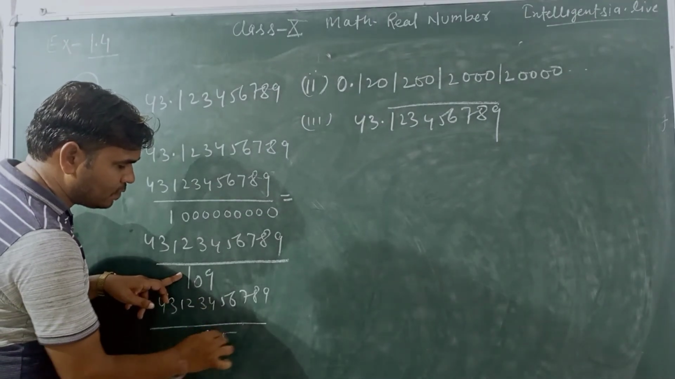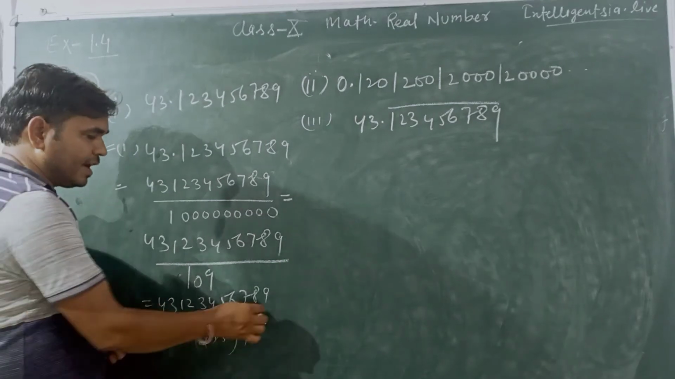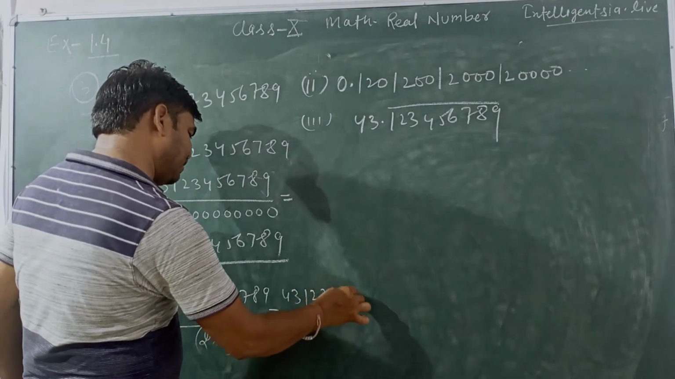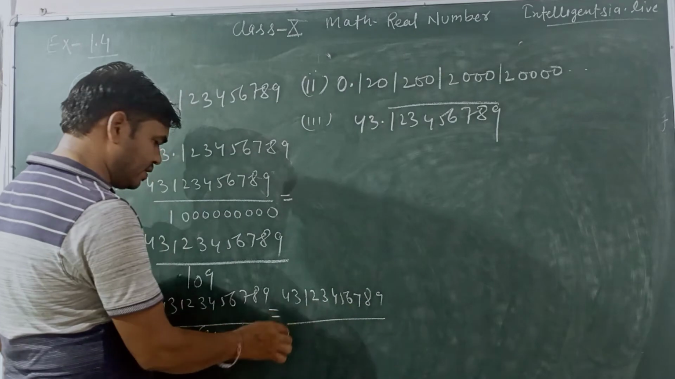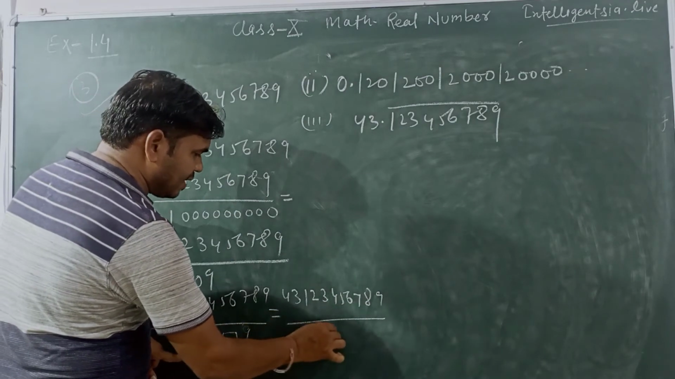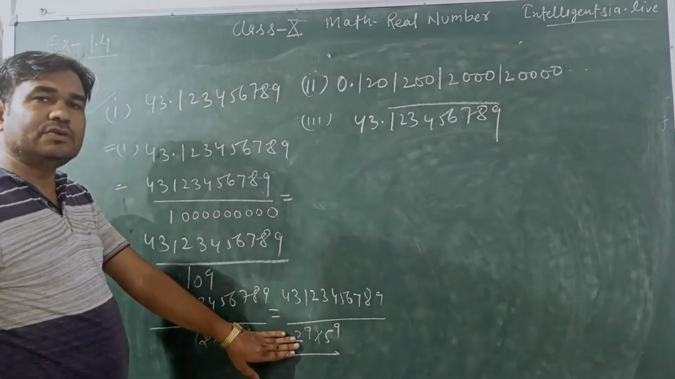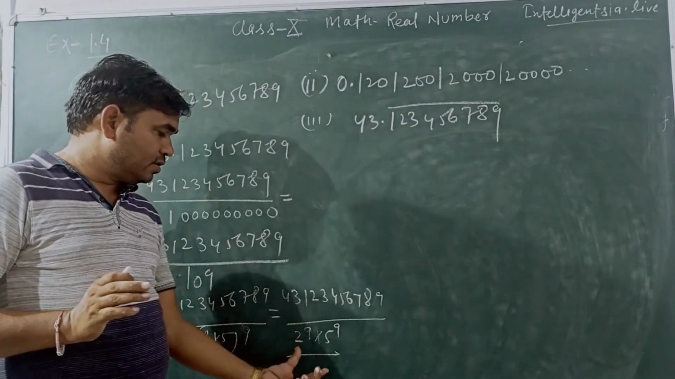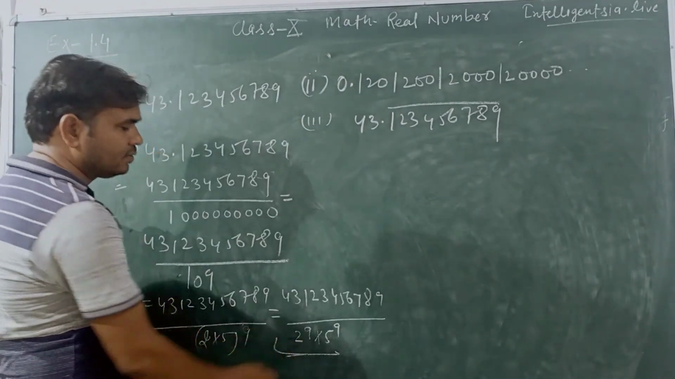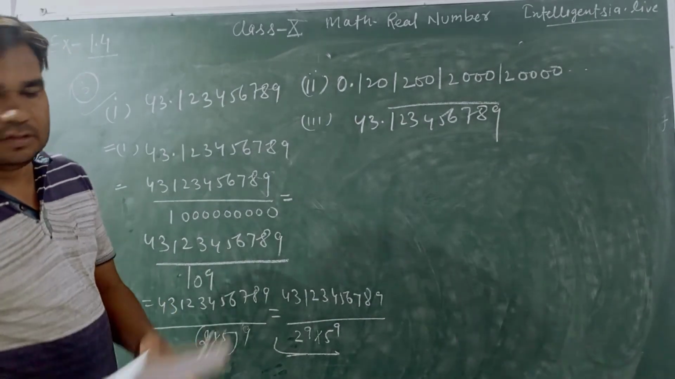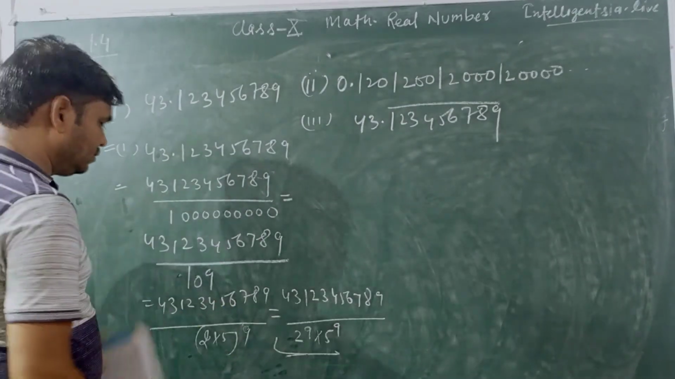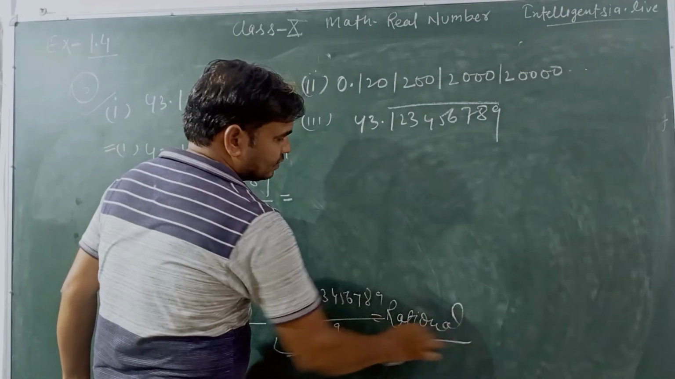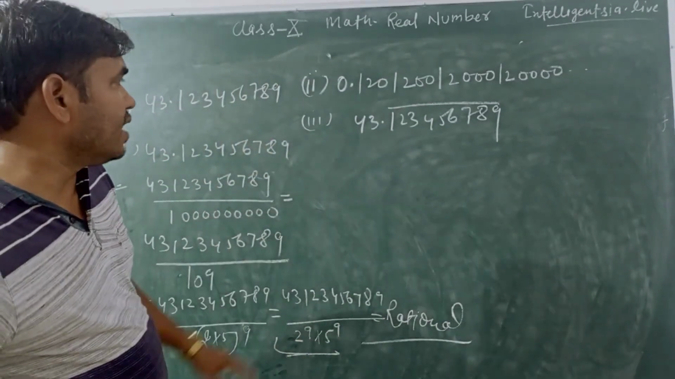we can write this as 2 to the power 9 multiplied by 5 to the power 9. So we can write 43123456789 over 2 to the power 9 multiplied by 5 to the power 9. It means, students, we have found the terminating decimal form. So this is the first one, rational. We can write that this is rational, and second we can take here.